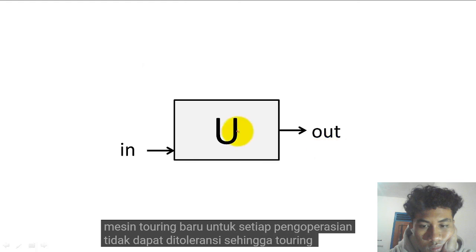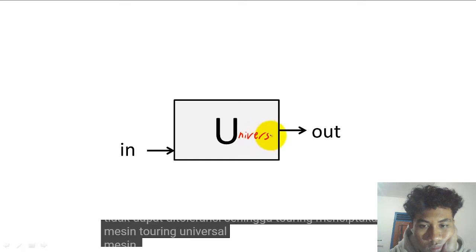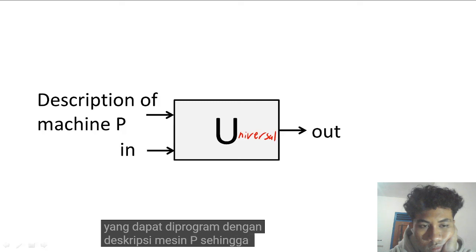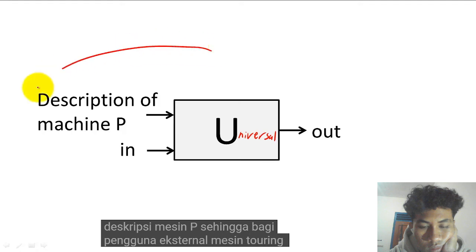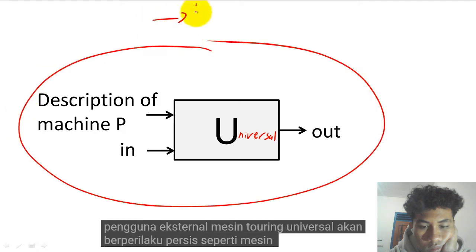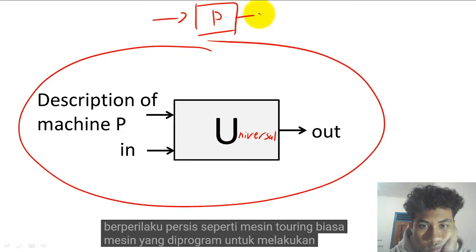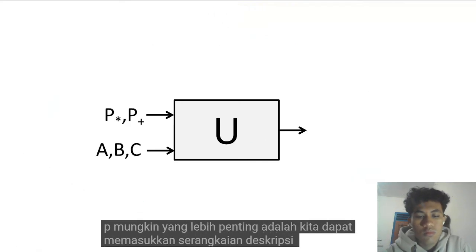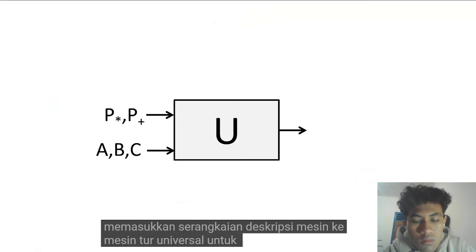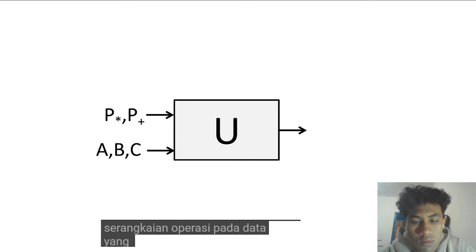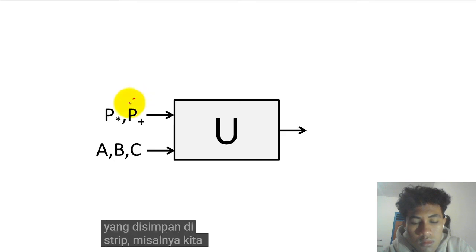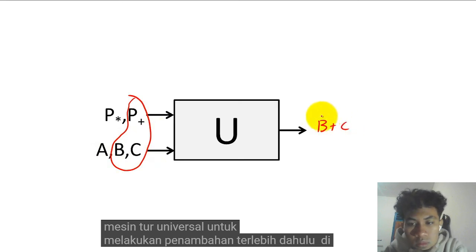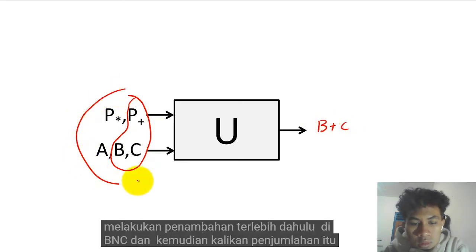So, Turing invented the universal Turing machine. This machine had a basic state machine that could be programmed by a machine description P so that to the external user, the universal Turing machine would behave exactly like a regular Turing machine that was programmed to do P. Perhaps more importantly, we could feed in a series of machine descriptions to the universal Turing machine to perform a series of operations on the data stored on a strip. For example, we could tell the universal Turing machine to first perform an addition on B and C, and then multiply that summation with A.